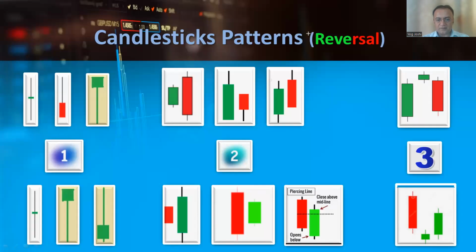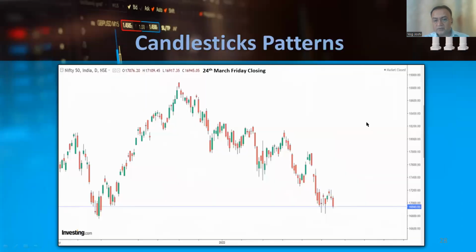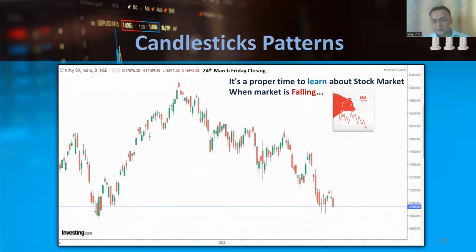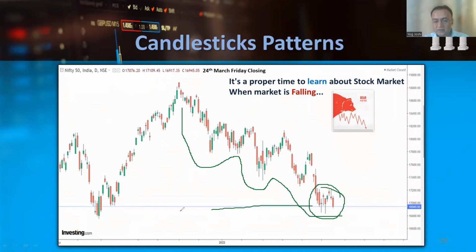So this is the candlestick pattern. Now we are going to discuss something very interesting, which is slightly based on calculation: what are indicators and oscillators? Once again, it is the proper time to learn about the stock market when the market is falling. Why? Because if you are thinking about the bottom of the market, you might enter at this level, because you know that this is the support.